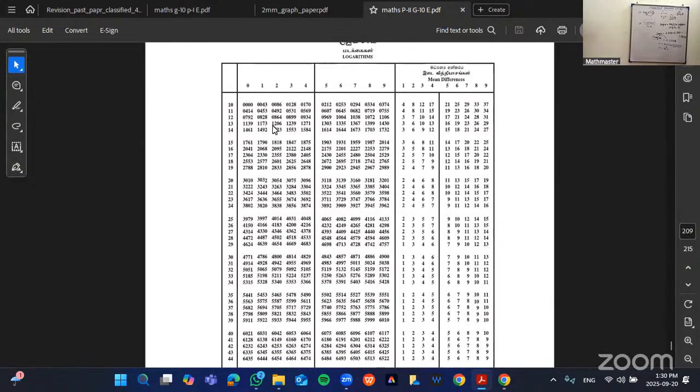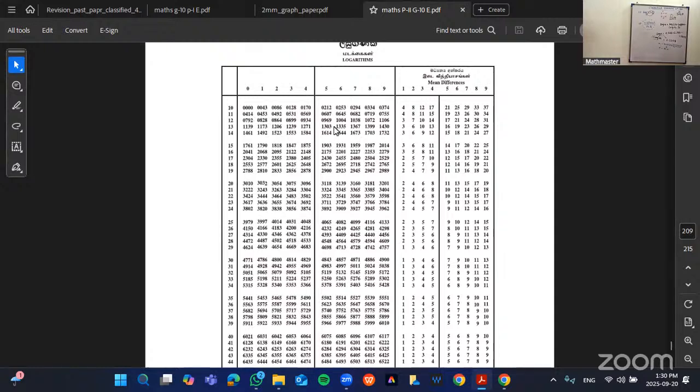So where is 0.2208? 2208. Okay, so you get 2201 here, but not 2208. So first of all, we can write this one. This is in the 16th row and the 6th column, right? So 2201 is there, in the 16th row and the 6th column. But we need how many more? We need 2208, right? Yeah, so we need 7 more.